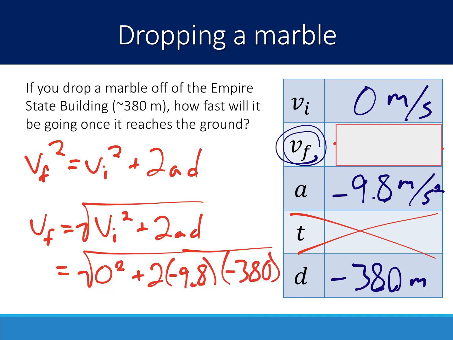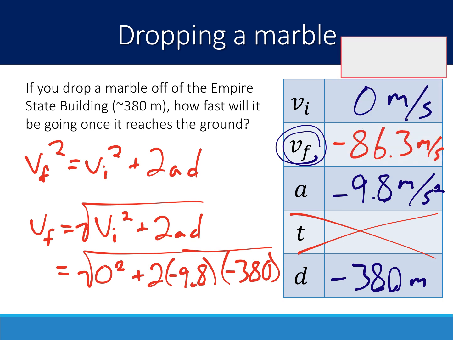Now, I know I can't take a square root of a negative number, but careful with what happens. The negative 9.8 times the negative 380 will make a positive. Therefore, my answer turns out to be positive as well. And I end up with about negative 86.3 meters per second. I put a negative on that because it is going downwards. So I'm going to add that at the end, even though the calculator won't say that, because I know it's moving down.